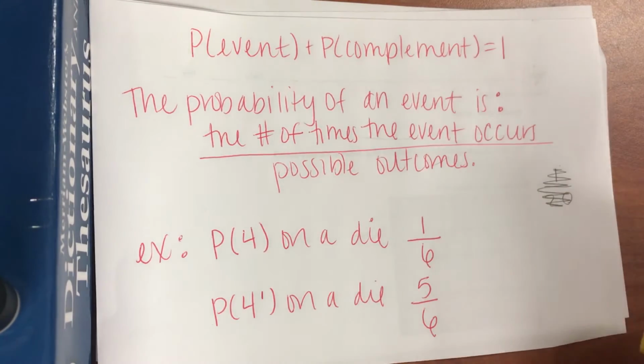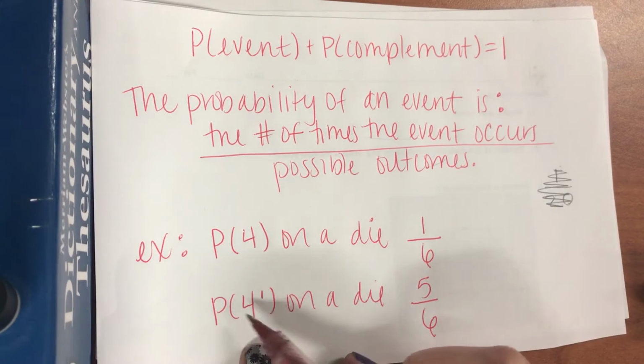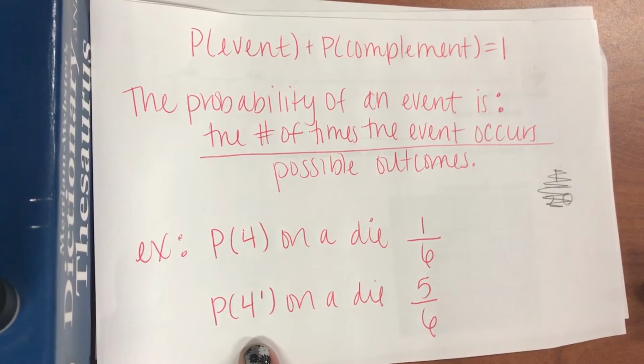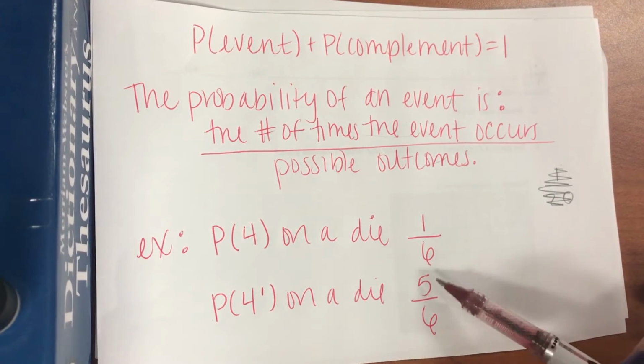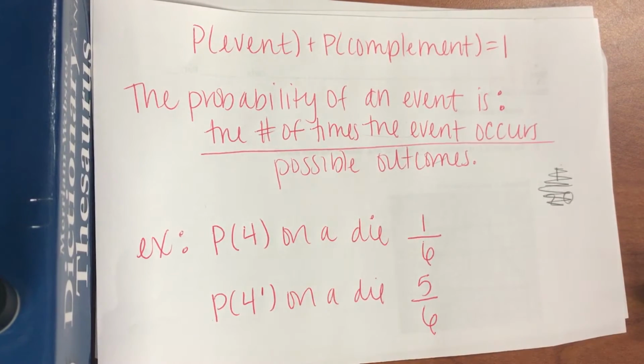Total number, which is 6. The probability of the 4, this little thing means complement, which is fine. Just the complement of a dice would be 5/6, because we're looking for everything other than the 4, everything else.